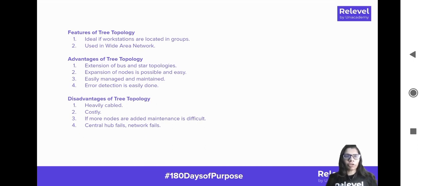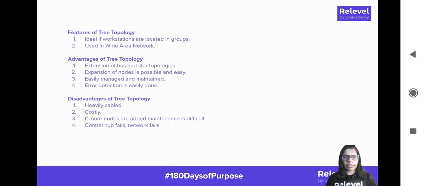Here the expansion of nodes is possible and easy. You just have to attach one node and add it into the hierarchy using one cable. As here one node is attached to only one other node, it would be easy to maintain. Here error detection can also be done easily.